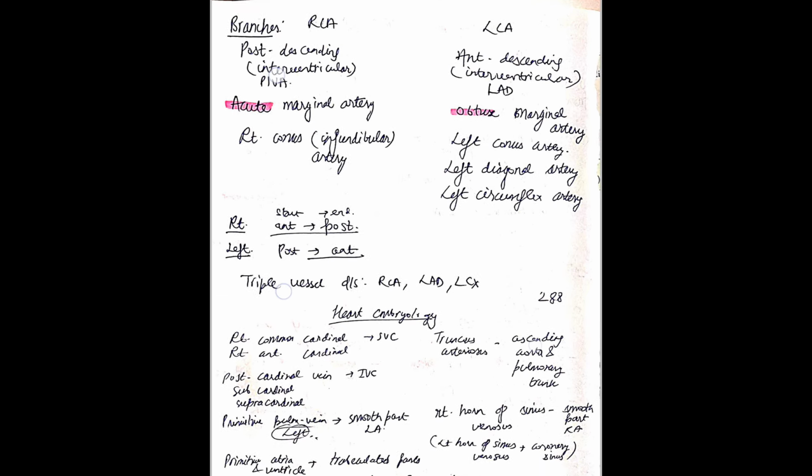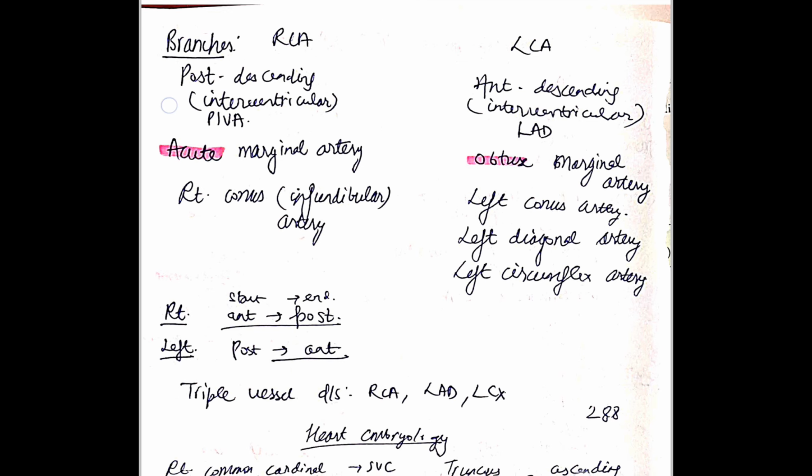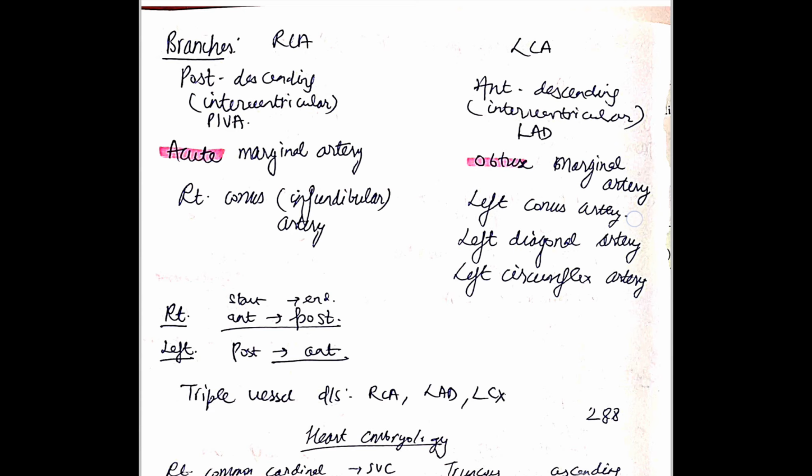Then we see the branches. The right coronary artery will give the posterior descending branch, which will be in the posterior interventricular septum. The left will give the anterior descending branch. The right will give the acute marginal artery. The left will give the obtuse marginal artery. And the right will give the conus artery. The left also has a conus artery. So these three arteries are present in both the arteries.